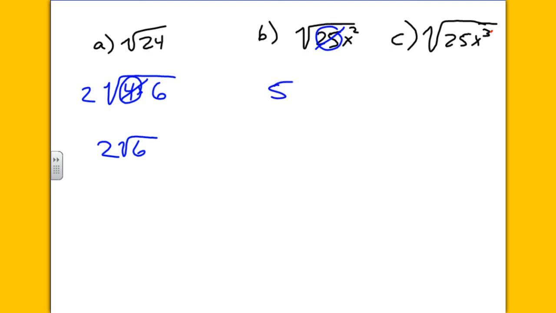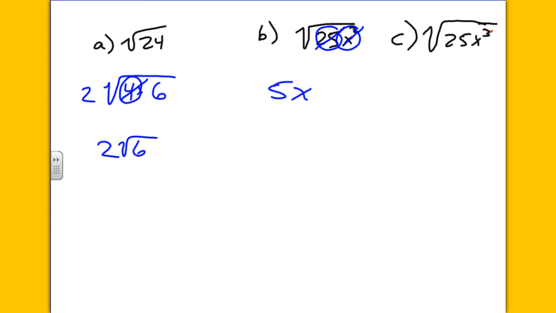And then we can go to x. How many x's do we take out? 1. So your answer is 5x. There is no radical left. That 25x squared was a perfect square thing, wasn't it? A perfect square product. Now this next one says 25x to the third. So this is different. But it's a lot like that first one we saw, right?